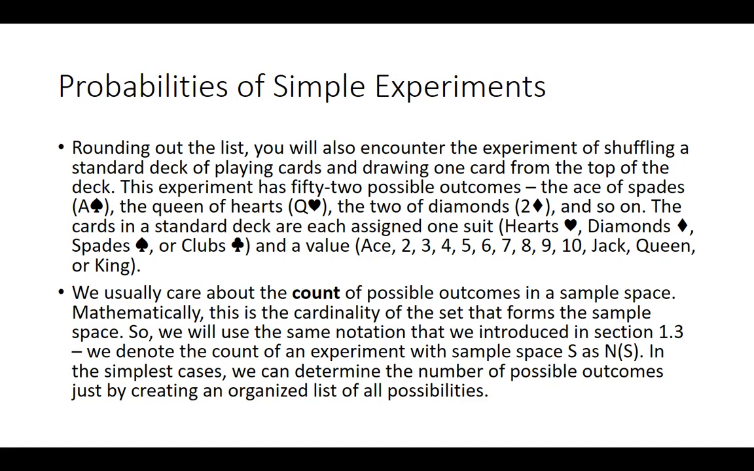We usually care about the count of possible outcomes in a sample space. Mathematically, this is the cardinality of the set that forms the sample space. So we will use the same notation that we introduced in section 1.3. We denote the count of the experiment as n of S. That's the count of the experiment with sample space S, n of S. In the simplest cases, we can determine the number of possible outcomes just by creating an organized list of all possibilities.